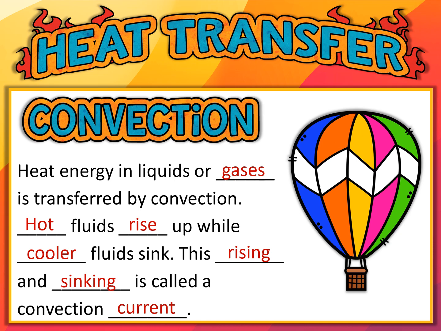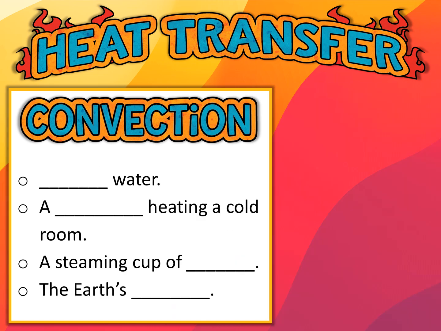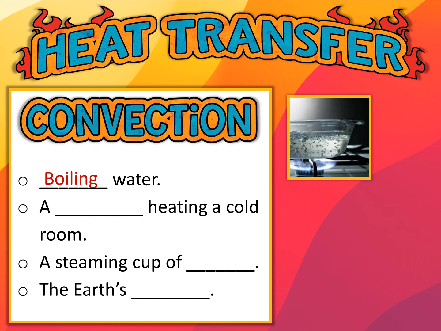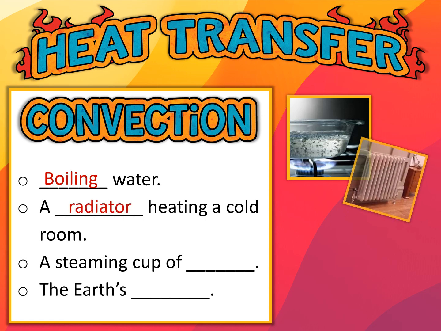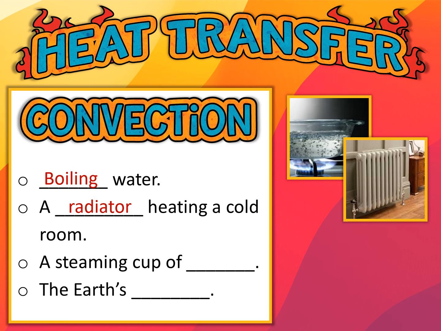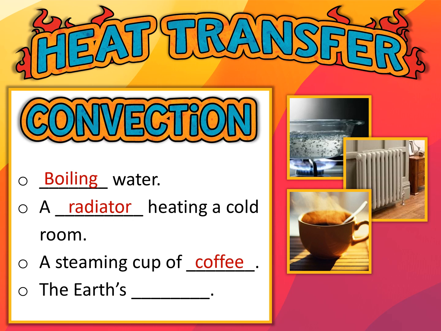It's that constant movement. Good examples that you might be familiar with: boiling water. Everybody's seen that. A radiator that heats a cold room. When you're very, very close to it, you're getting radiation heating, but it heats the whole room through convection. How about a steaming cup of coffee or tea or hot chocolate? And the one you know, the Earth's mantle.